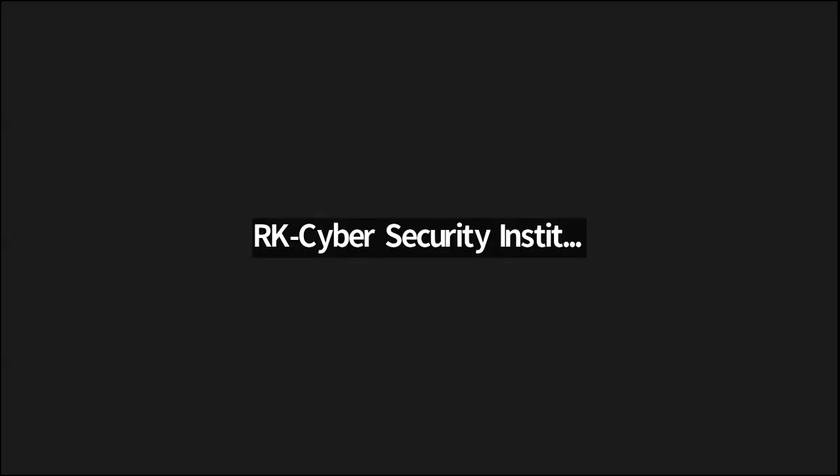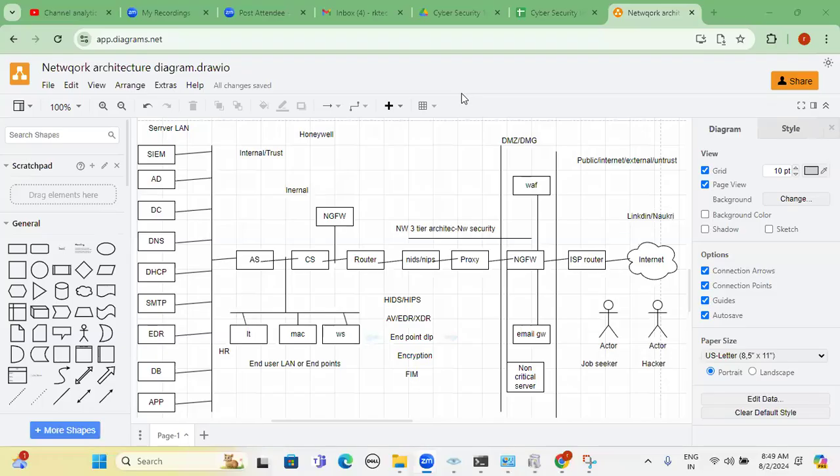Any other? Yes, sir. Sir, show the network diagram. According to this, to access a website deployed inside the server LAN, he has to pass all the stages: next-gen firewall, proxy, NIDS and HIPS, routers, all. He may then access that particular website inside our server LAN DNS. He may do some SQL injection or cross-site scripting on our server. How can we protect from an external user?